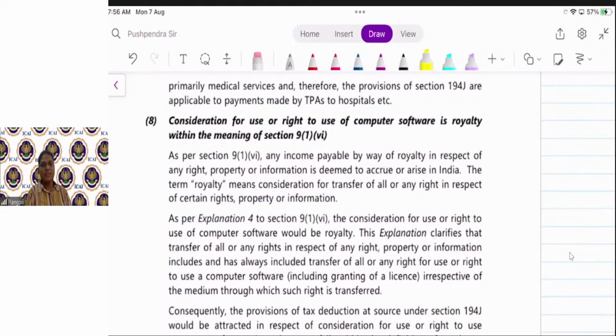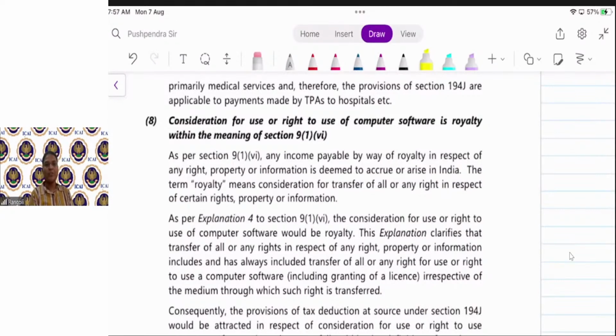Next is consideration for use or right to use of computer software, which is royalty within the meaning of section 9 subsection 1 clause 6. So if you are using any software on your computer and you are making payment for the use of that software, then that payment is considered as royalty and you need to deduct TDS under section 194J.